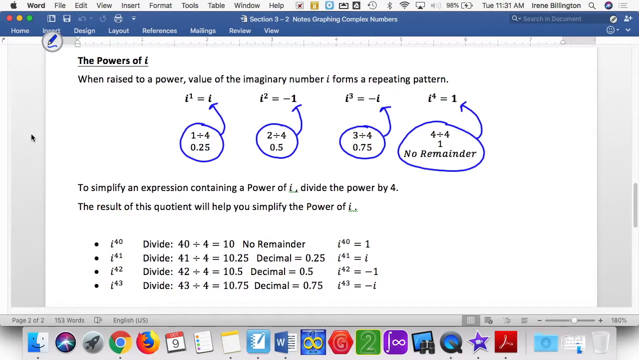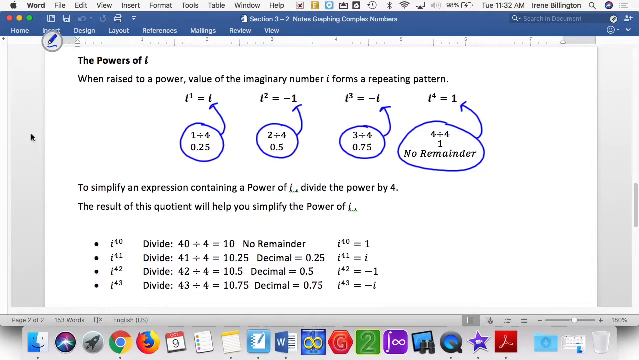So to simplify your power of i, take the exponent and divide by 4. Based on that result, you know what that power of i should be equal to. And down here we go through 4 different examples. So if I have i to the 40th that you're asked to simplify, you want to take the 40 and divide it by 4. That gives you a result of 10. And because there is no remainder, your answer is just 10, that's an integer, i to the 40th would be equal to 1.